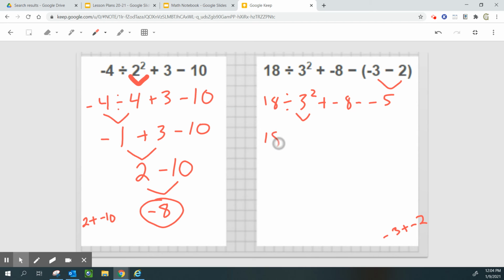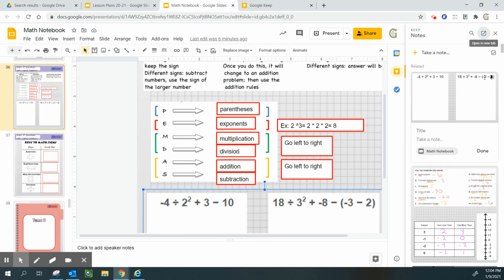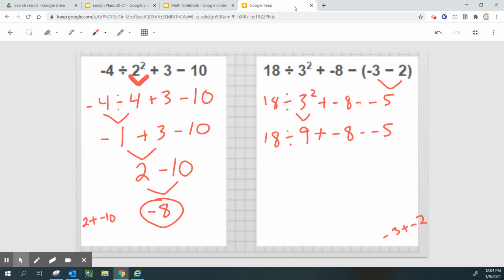So 18 stays 18. Divide is still divide. 3 squared does not mean 6. It's 3 times 3, which is 9. And then I still have plus -8 minus negative 5. So I have no more exponents. So then I'm looking for multiplication or division, whichever comes first. And I have division. 18 divided by 9 would be 2 plus negative 8 minus negative 5.